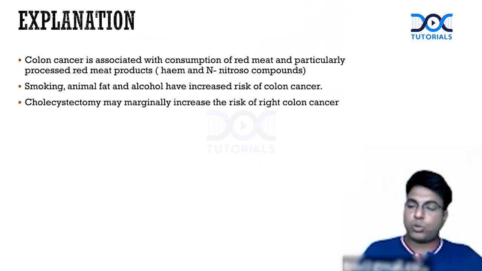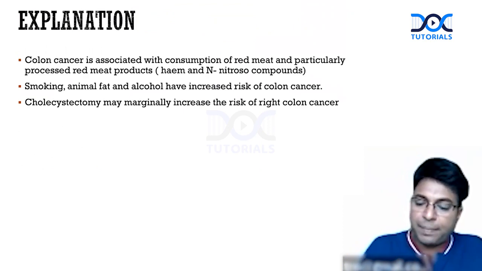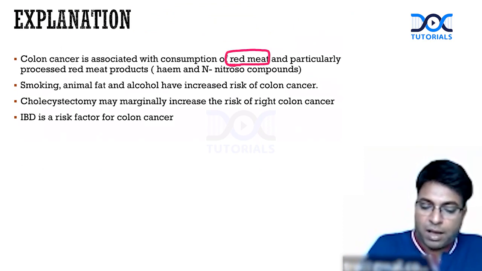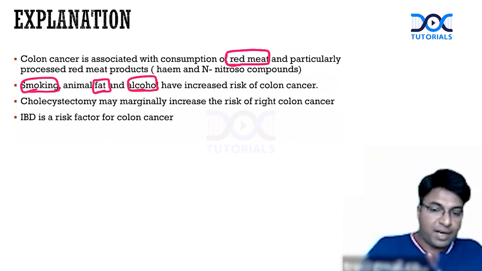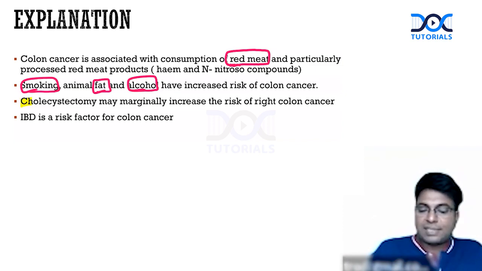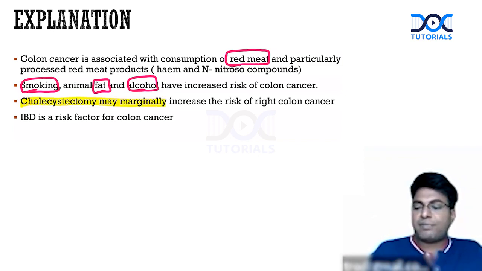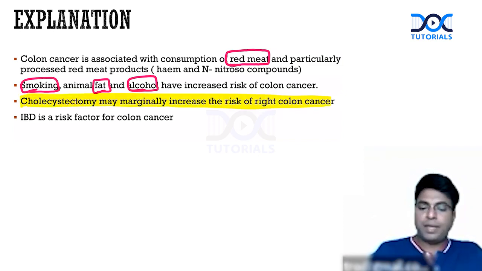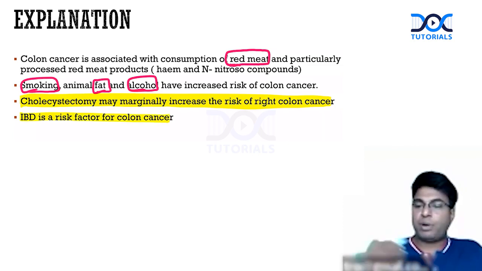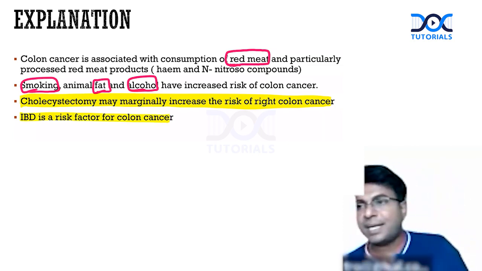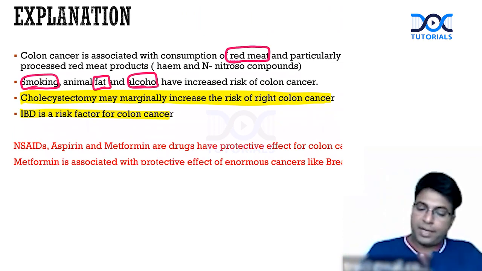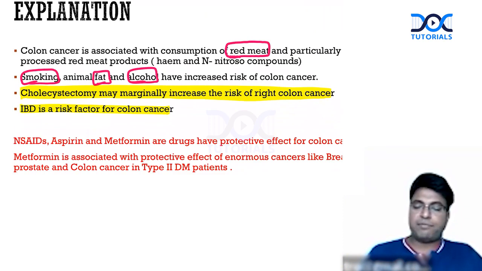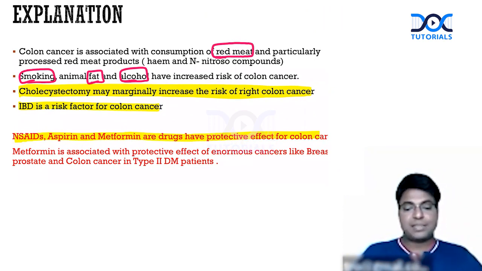Colon cancer is associated with the consumption of red meat and fat, and smoking and alcohol increase the risk of colon cancer. An interesting line from Bailey and Love: cholecystectomy may marginally increase the risk of right-sided colon cancer. Please don't forget, inflammatory bowel disease is a risk factor. Everyone knows that. NSAIDs, aspirin and metformin are the drugs with a protective effect. So metformin can protect against multiple other cancers also.